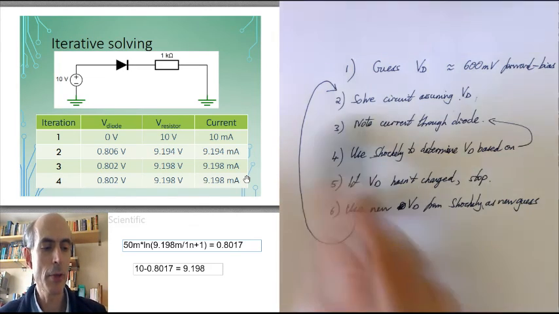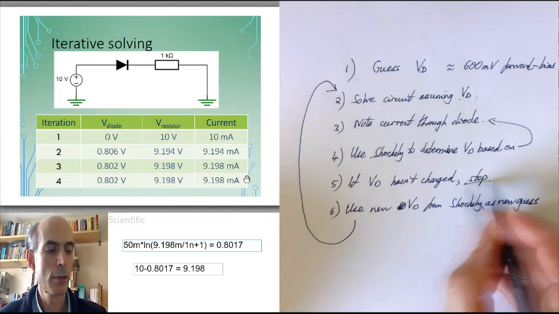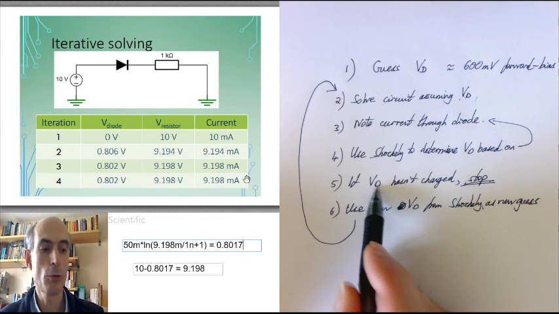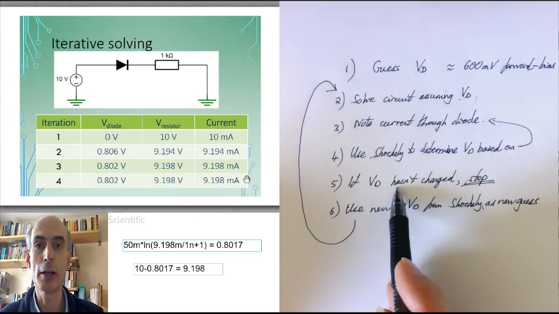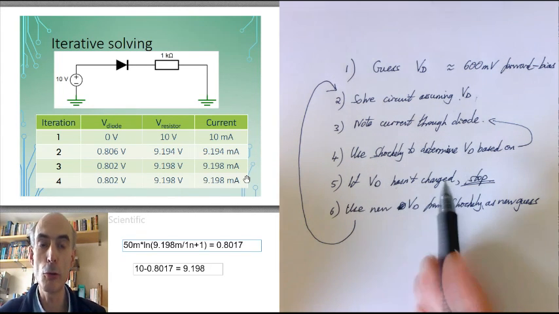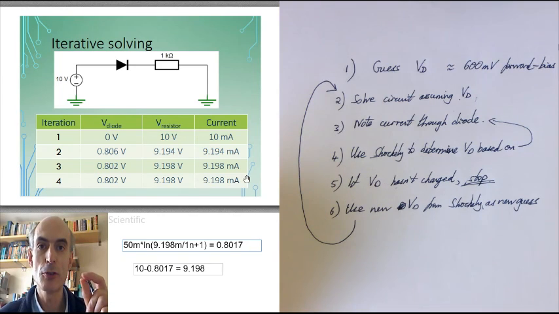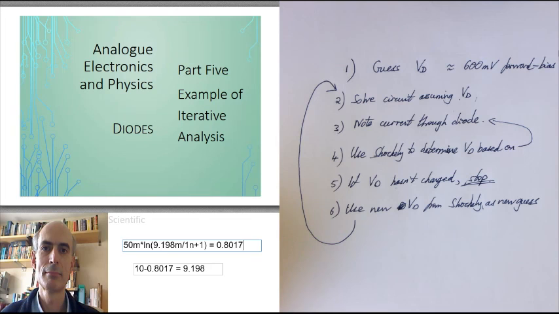And keep going round that until your value for the voltage across the diode, or for the current flowing through the diode, whichever one you're trying to solve for, hasn't changed to within the accuracy to which you're working. Okay, next time, a quick look at the static and dynamic resistance of diodes.